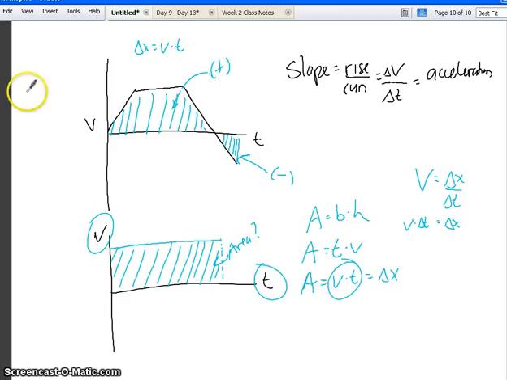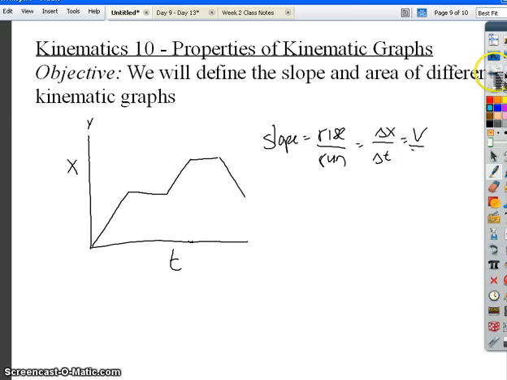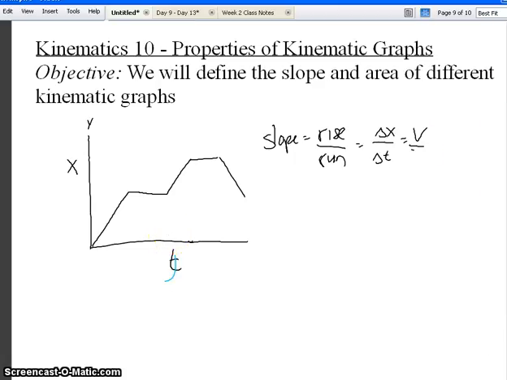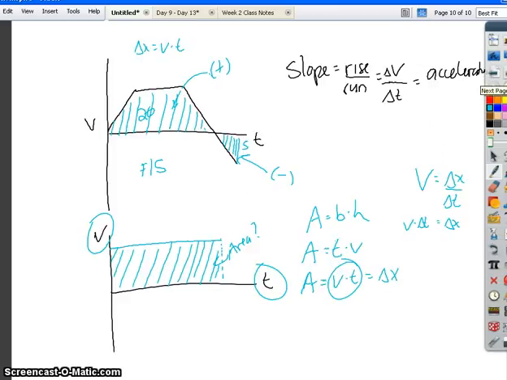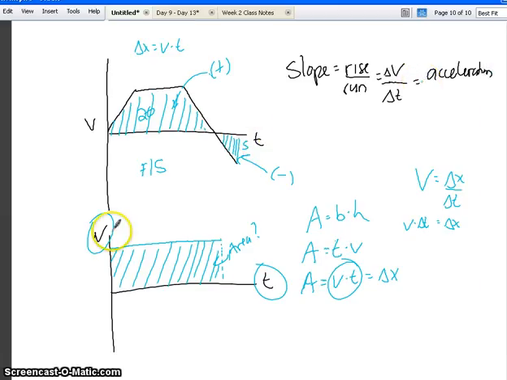So our answer to this one, we'll say this is 20 and this is 5. So the answer to this would be 15, because we would take the positive and subtract this portion right here. So notice, let's go back. The slope of a position time graph is velocity. The slope of a velocity time graph is acceleration. The area of a velocity time graph is displacement.